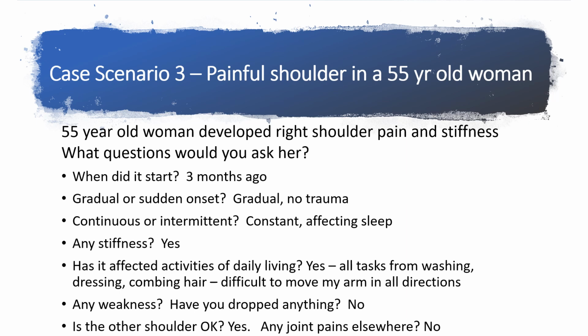And how has it affected her? In what ways has it affected your normal tasks and everyday living? For example, washing, dressing, or combing your hair. Overhead activities. So yeah, it's affecting all those things in washing, in dressing, combing her hair, and it's difficult to move her arm in all directions. Is the other shoulder okay? Yes, it's fine, there's no problem with that one. Any joint pains elsewhere? No, there isn't.